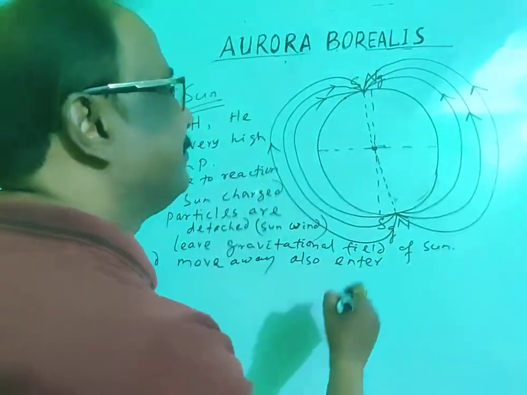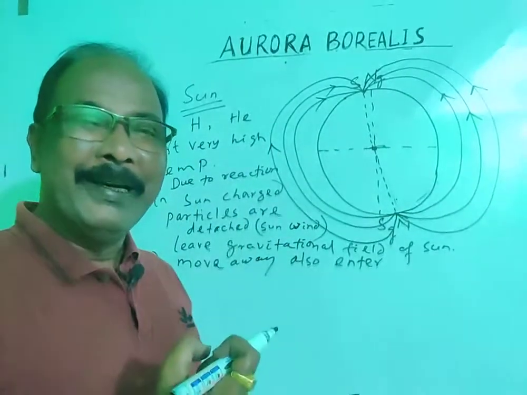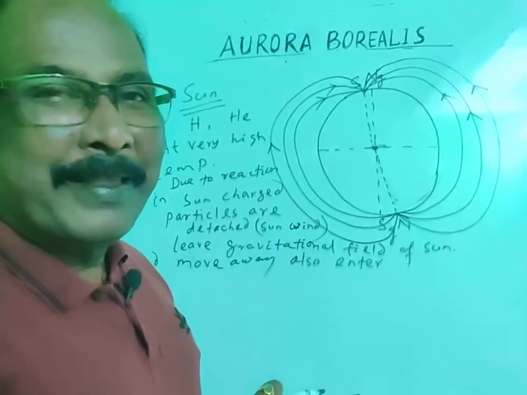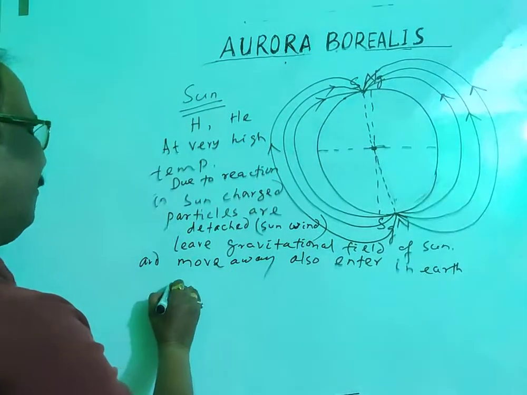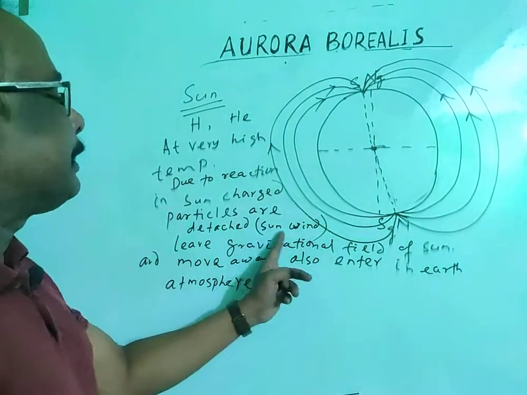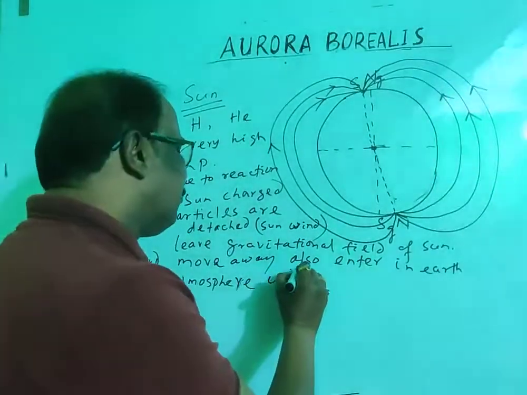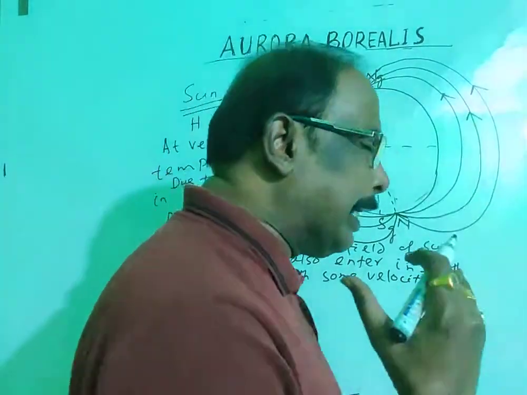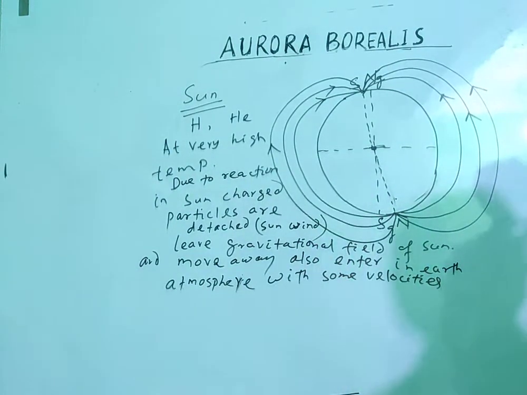Also, they enter. Where do they enter? The charged particles move away from the pull of the sun's gravity, move out, and enter the Earth's atmosphere. The charged particles, meaning the sun wind, enter the Earth's atmosphere with some velocities. Is it clear? Okay.